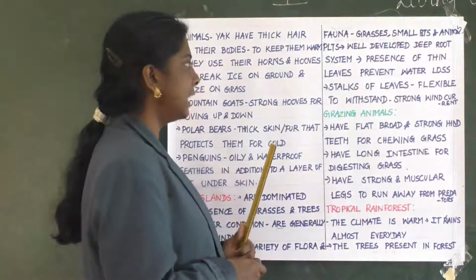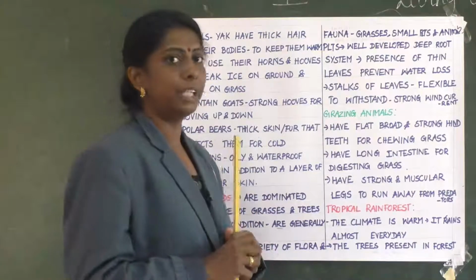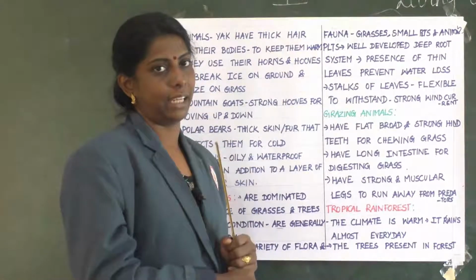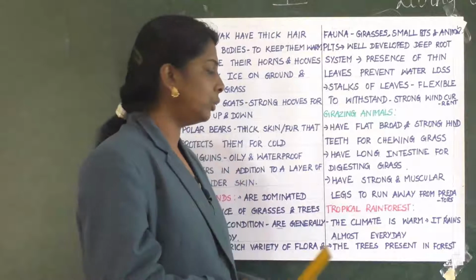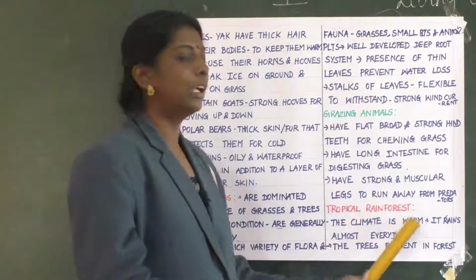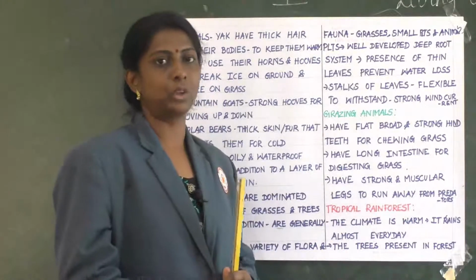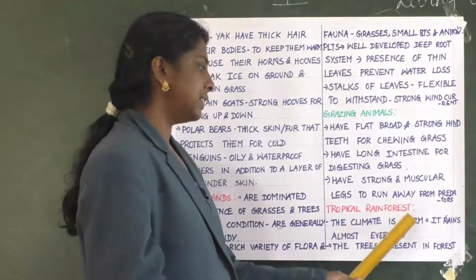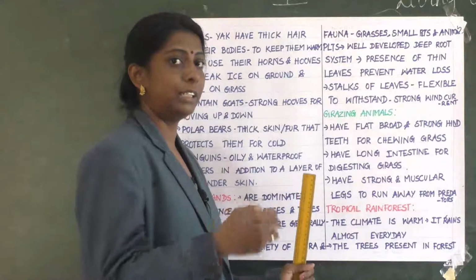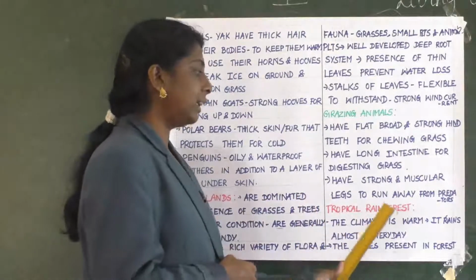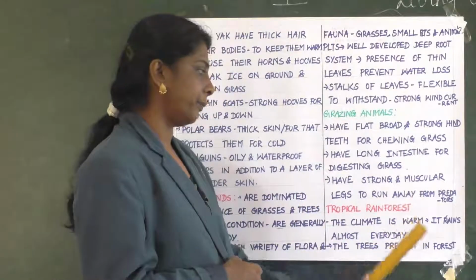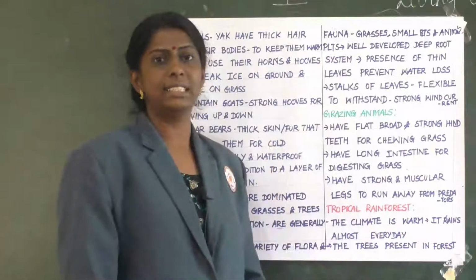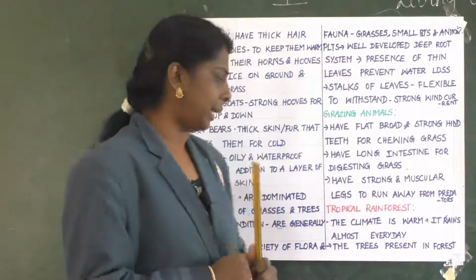Clear? Yes. So as of now, we have learned about desert, polar and grassland. Now, let us continue, that is tropical rainforest. Tropical rainforest. How about the climate in tropical? The climate is warm. It rains almost every day.